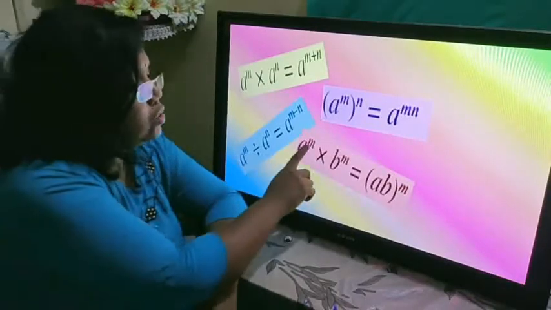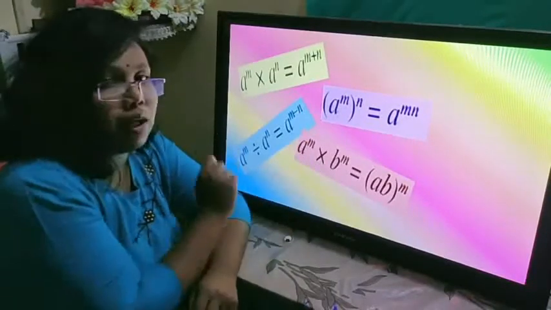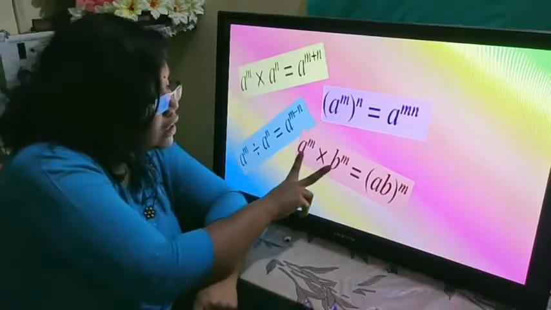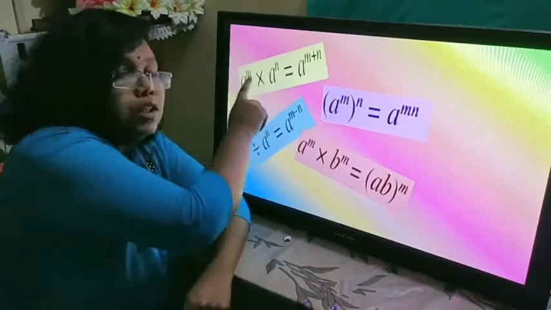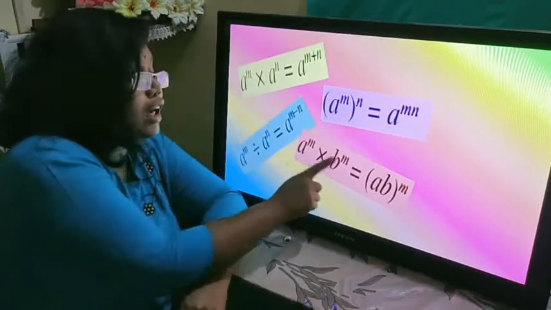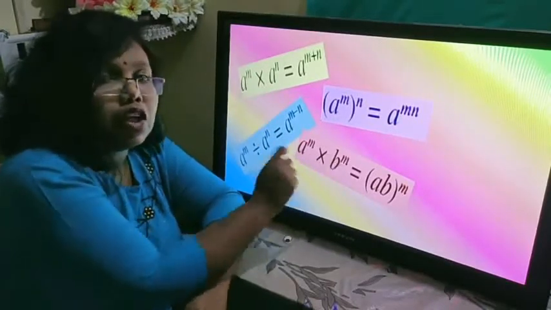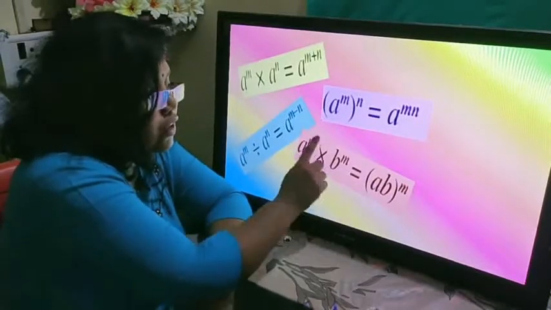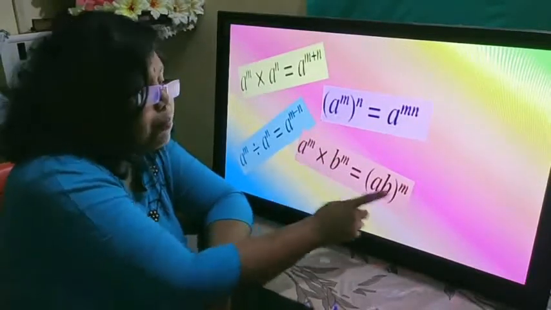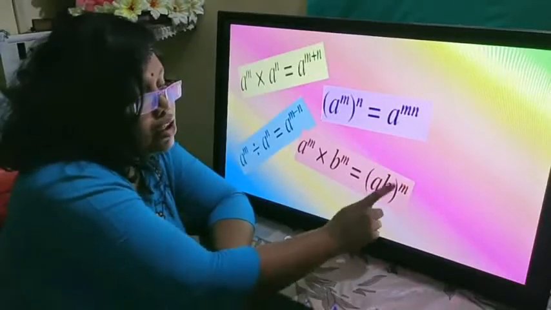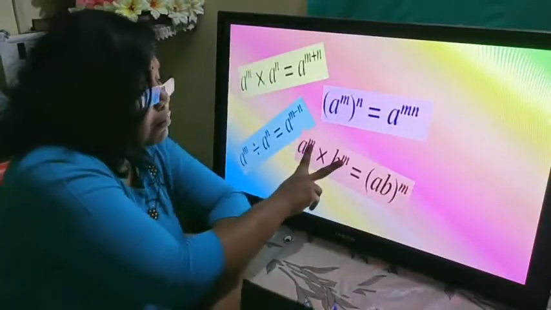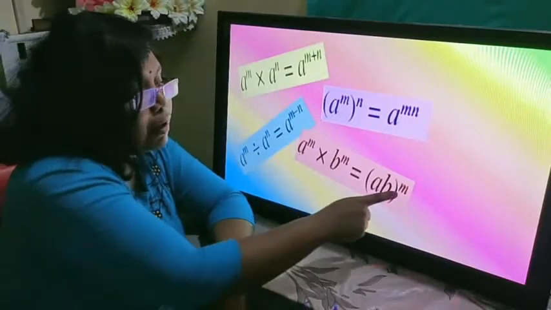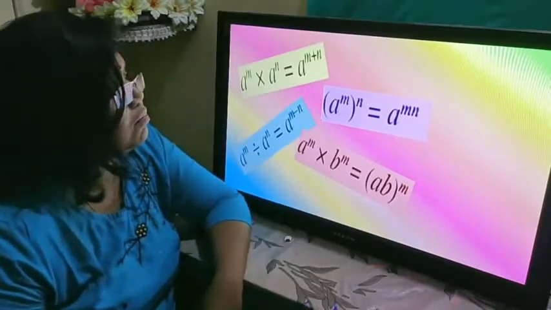Next, a raised to m multiplied by b raised to m. Now here we saw that the bases were the same. Here the bases are different, and here the exponents are the same. So what we do is we multiply the bases and give the same power. The exponent would be the same. So ab raised to m, because this m is the same for both of them. So we multiply the bases and the power remains as it is.